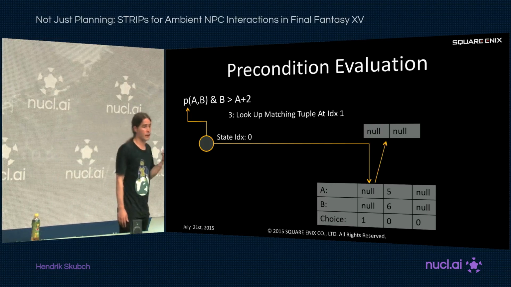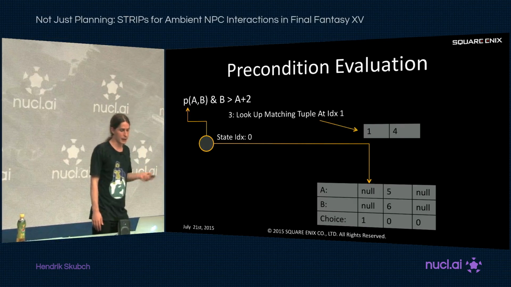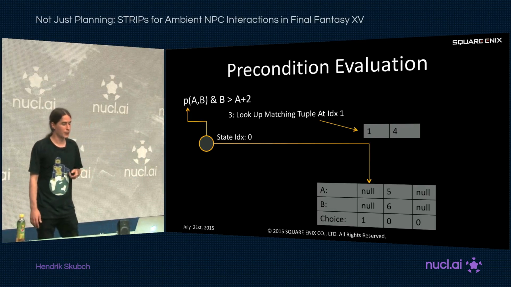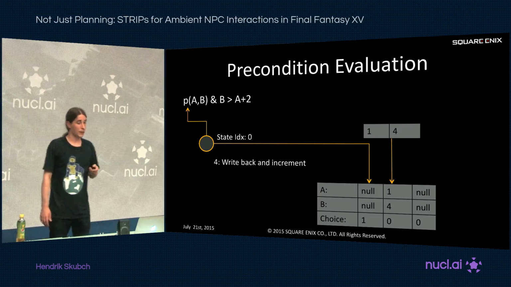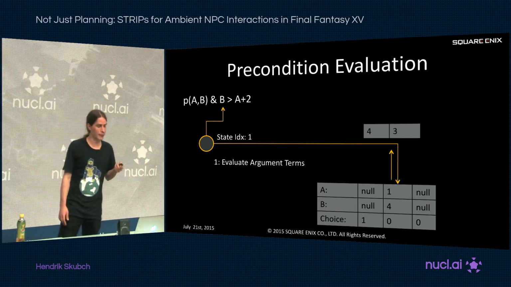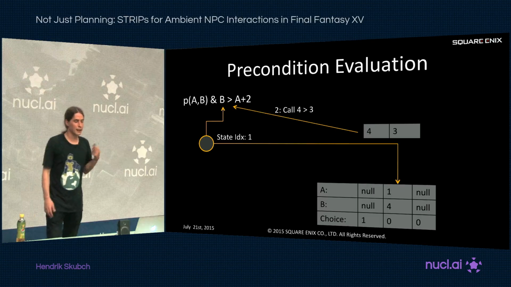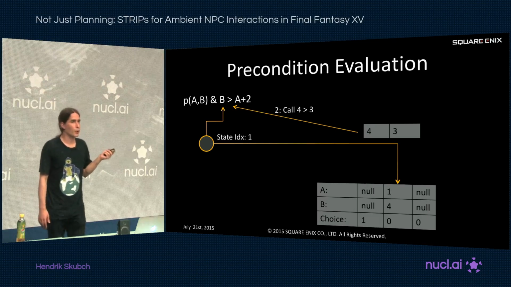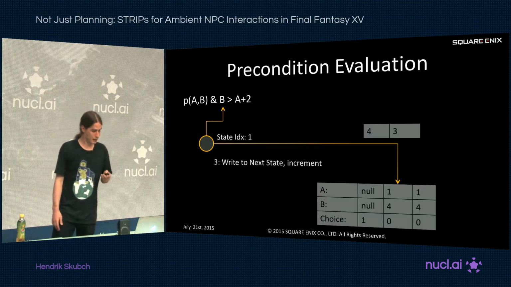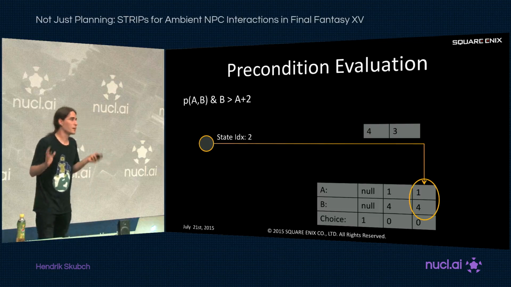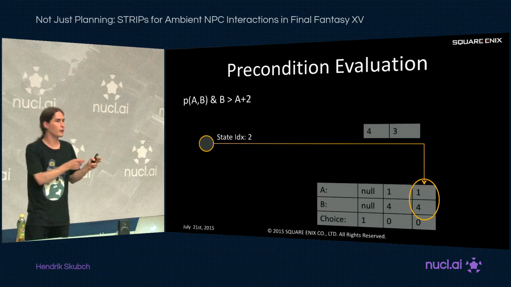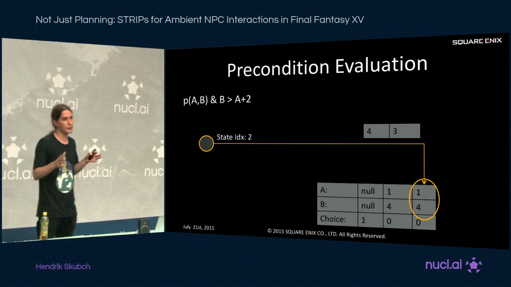And then we try again. We evaluate the arguments, we evaluate the predicate, and we might get back 1 and 4 in this case. We write it back to the state, increment, check the next predicate, evaluate the arguments. So is 4 larger than 3? Hell yes. So we write it back to the next state, increment, and we're done. The main point here is that we're just going back and forth over a little array on the stack. So this is quite fast.